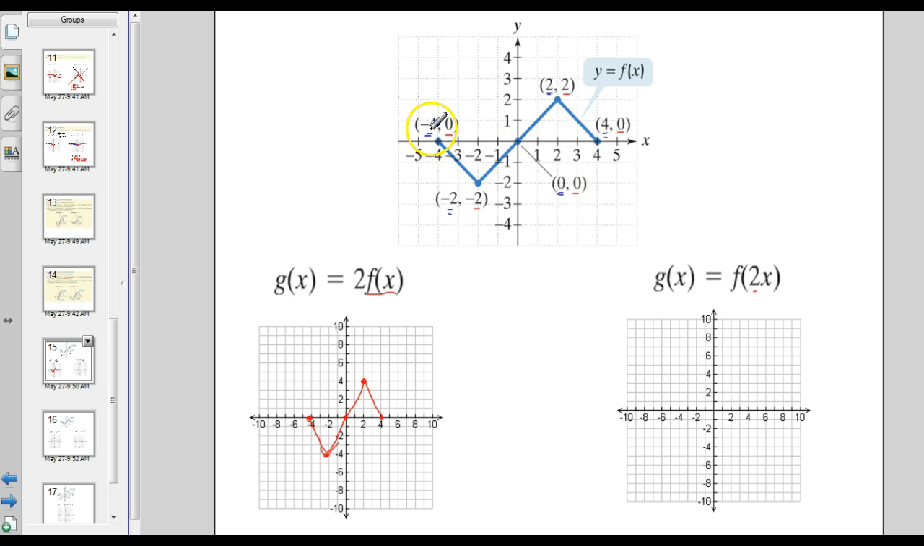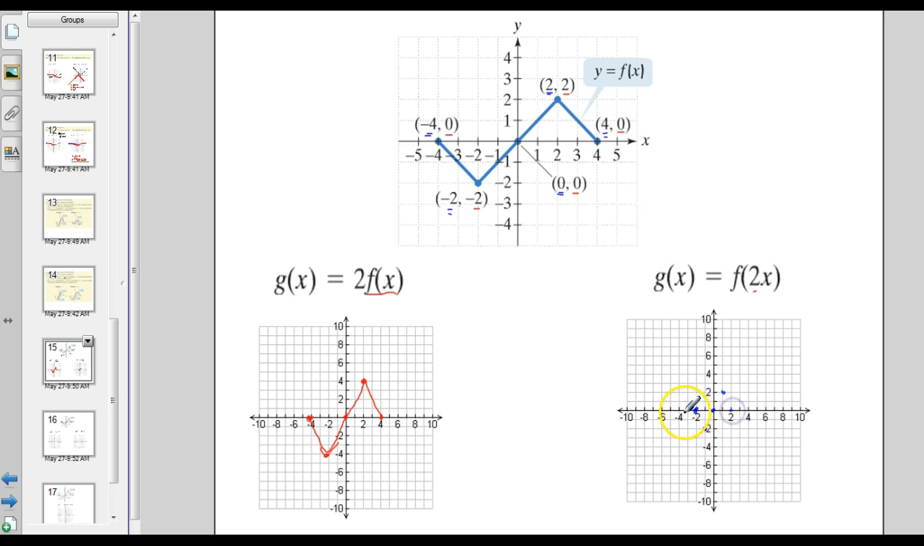So instead of negative 4, 0, this is going to take place at negative 2, 0. Instead of negative 2, it's going to take place at negative 1, negative 2. Instead of 0, 0, it's going to take place at 0, 0, because half of 0 is still 0. So that point doesn't change. It didn't change before either. All right, negative 2, positive 2 will take place at 1, positive 2. All right, and then 4, 0 will take place at 2, 0.